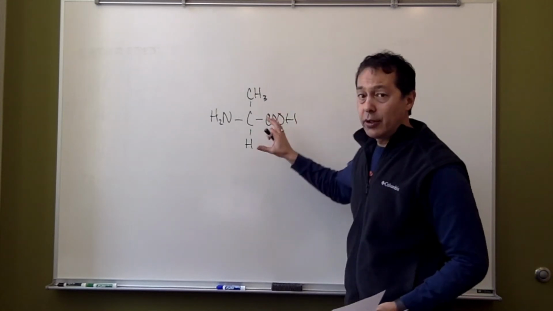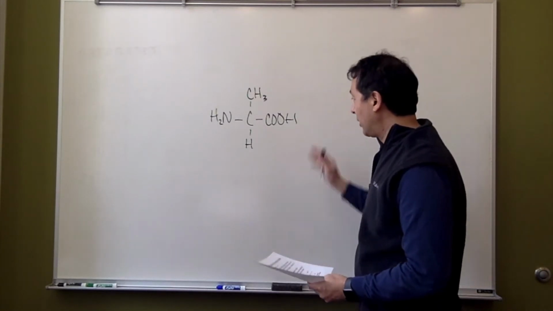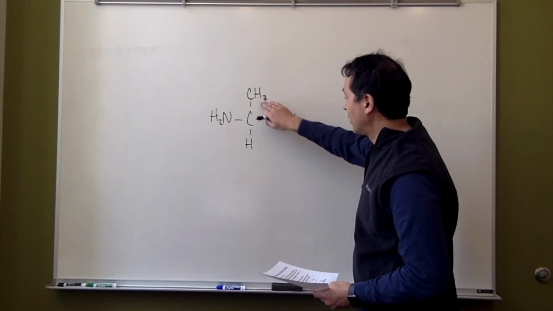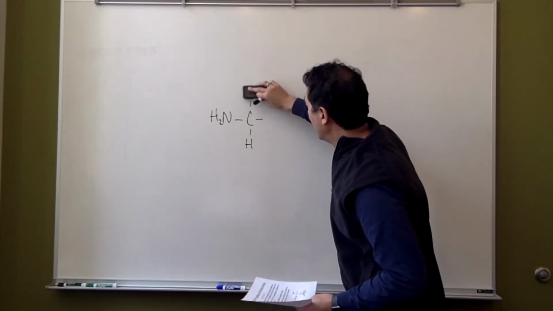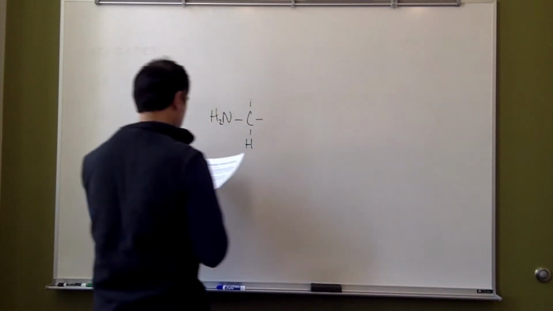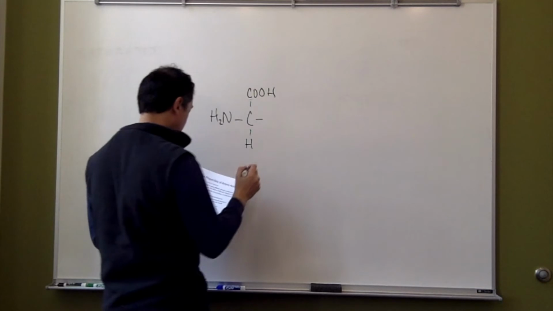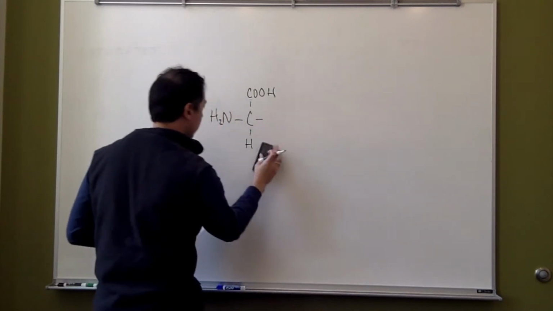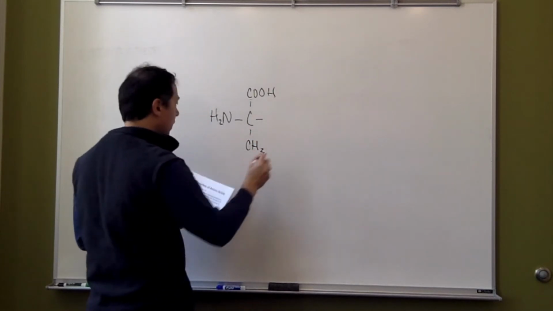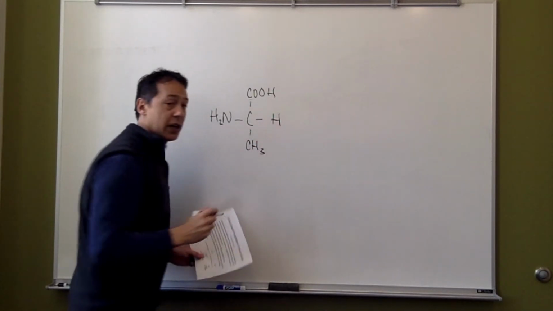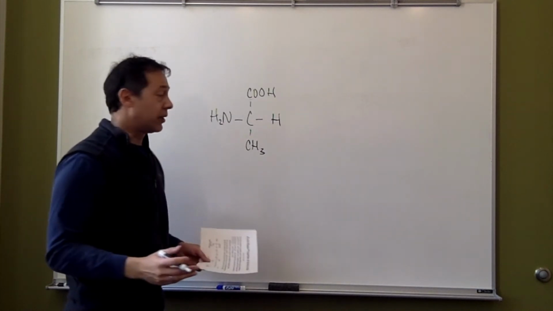Now, in your guided inquiry workbook, the way that they arrange it is a little bit different than this, and they put the carboxylic acid up on the top. So just to keep it consistent, I'm going to do that. I'm going to change this here. Put my carboxylic acid up here at the top, like this, and then I'm going to put my methyl group down on the bottom, and then my hydrogen over here. Now, this doesn't change anything about the amino acid.